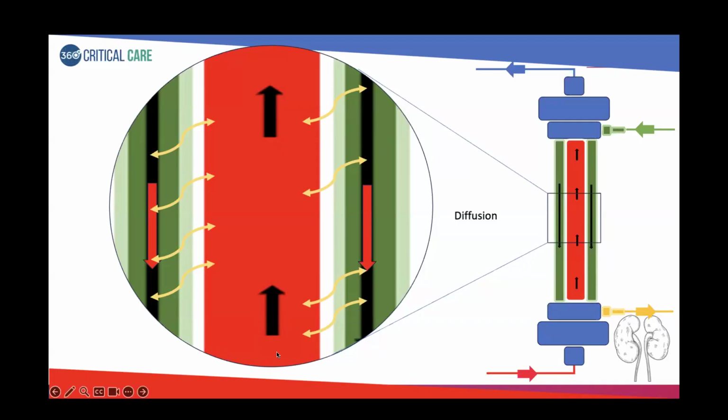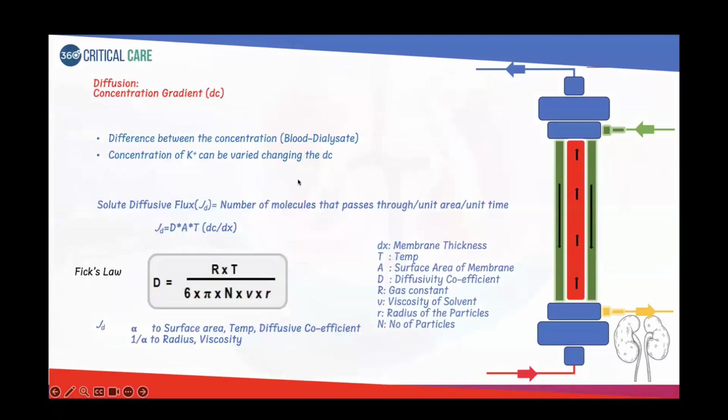Blood going in the bottom to top direction. There is diffusion of substances across the semi-permeable membrane. So it can happen both ways. Wherever there is a higher concentration of the solute, it will diffuse to the other side. So this is a very basic demonstration of diffusion here. As I said, it depends on many things. The most important thing is the difference in concentration between the blood and the dialysate.